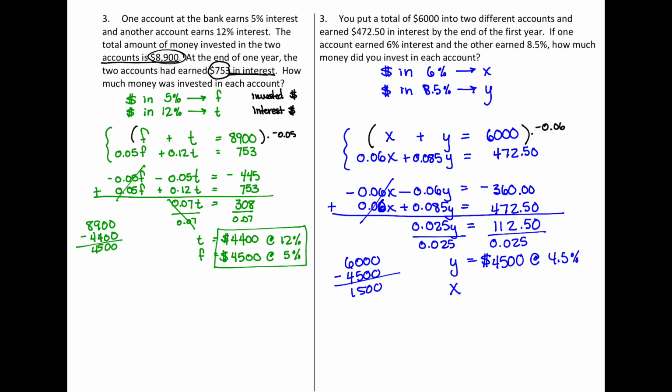So X is $1,500 at the other account was 8. What am I doing? 4.5? Where did that come from? You guys are probably just rolling your eyes at me. Okay, Y is 8.5%, right? And X is 6%. So there we go.